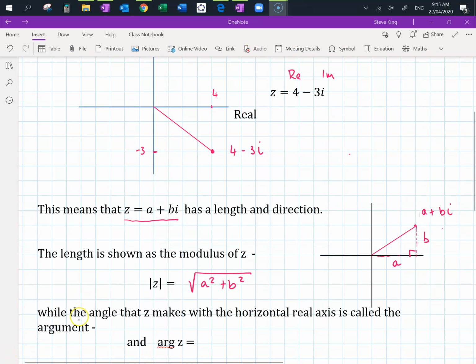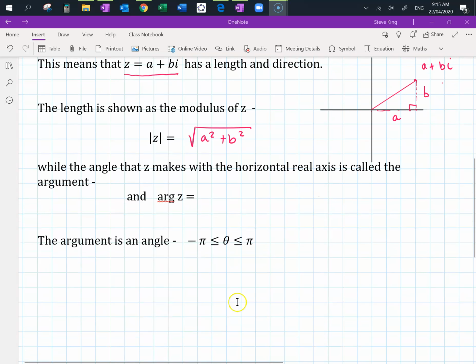Once we've done that, we will then need to think about the angle, the direction of this point, the angle that this line makes with the horizontal axis. We're going to call it the argument. And the argument is basically going to be an angle, and that angle is going to be measured from minus pi through to positive pi. So in other words, from minus 180 degrees through to 180 degrees. So we're either going to measure it around that way, or we're going to measure it around this way. We keep those limitations on it.